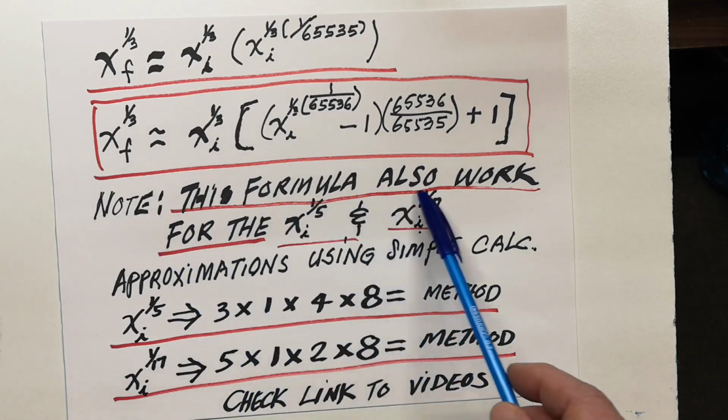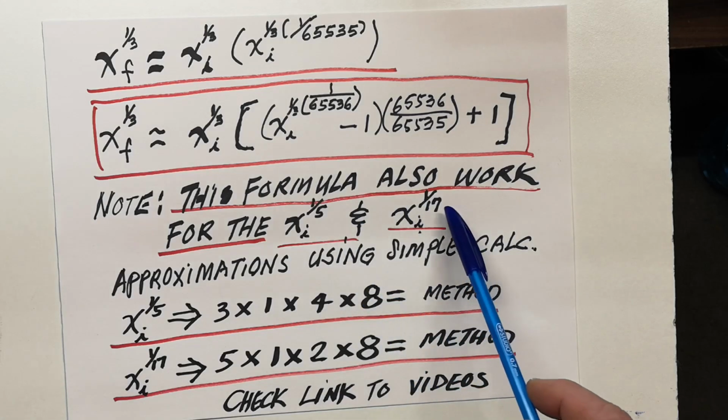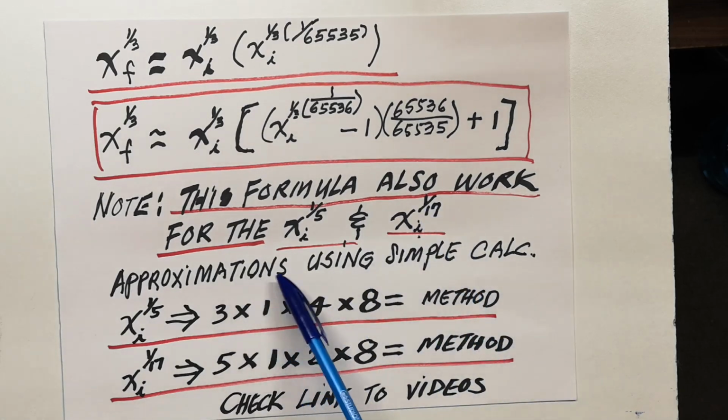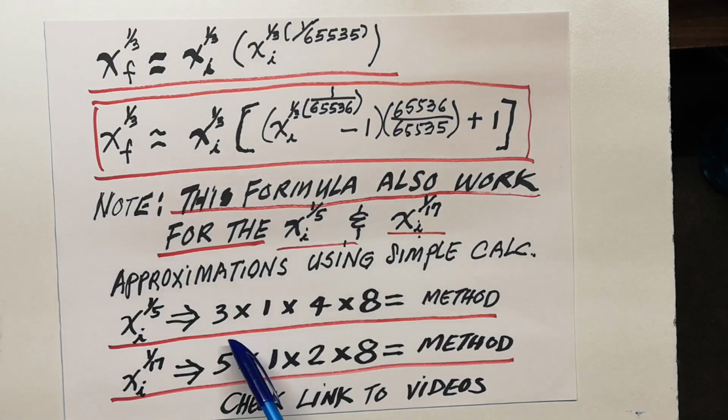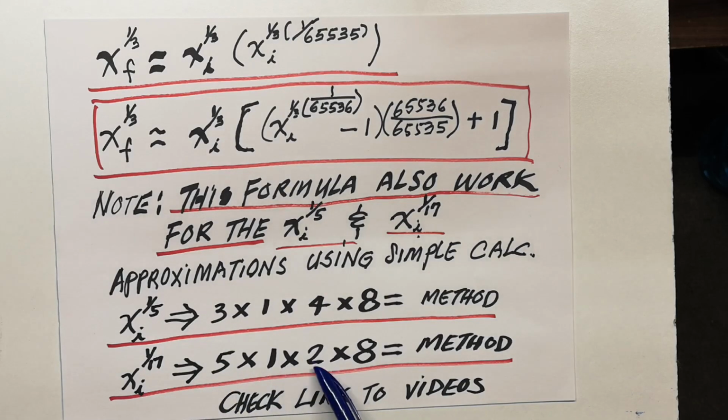Note that this formula also works for the 5th root and the 17th root approximation using a simple calculator. The keystroke for the 5th root is 3148, and for the 17th root is 5128. Check the link to the videos.